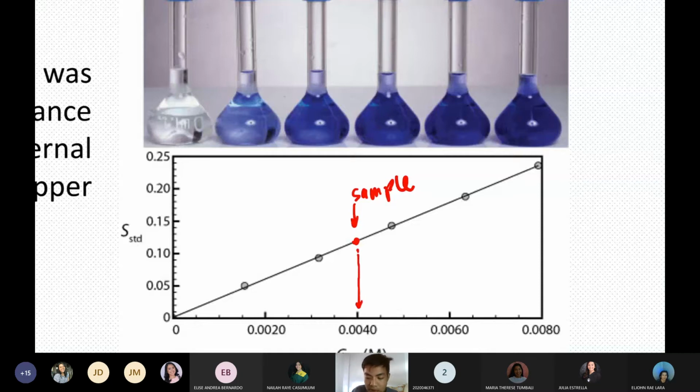Okay? So kunwari, nag-run na naman ako ng isa pang analysis, tas nung natapos yung analysis, ito yung binigay ng instrument sa akin na response. Kunwari, andun yung response niya sa 0.20. What is the corresponding concentration of copper? Extrapolate mo lang yung data using statistics. Hanapin mo lang yung value ng X.